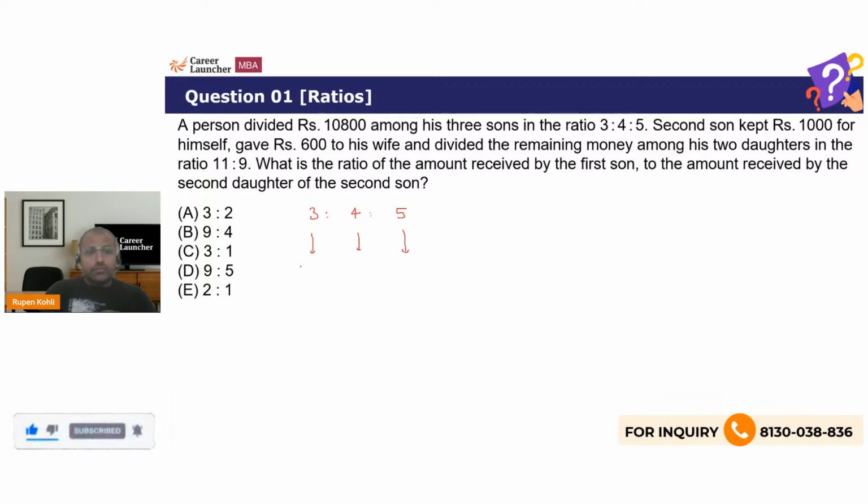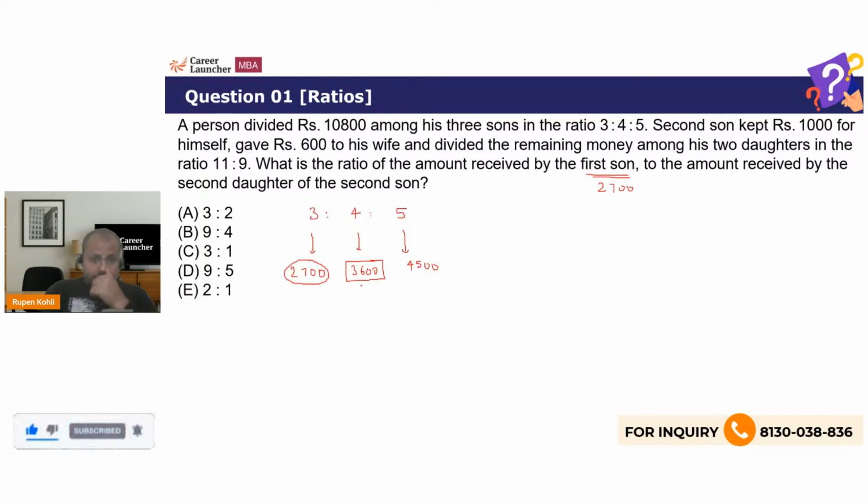So 9 into 3, this is 2,700. 9 into 4, this is 3,600. That's the share of the second son in which we are now mainly concerned, and this would be 9 into 5, 4,500. So one thing is the first son, right? In the eventual ratio, we need the amount by the first son that we have here, 2,700.